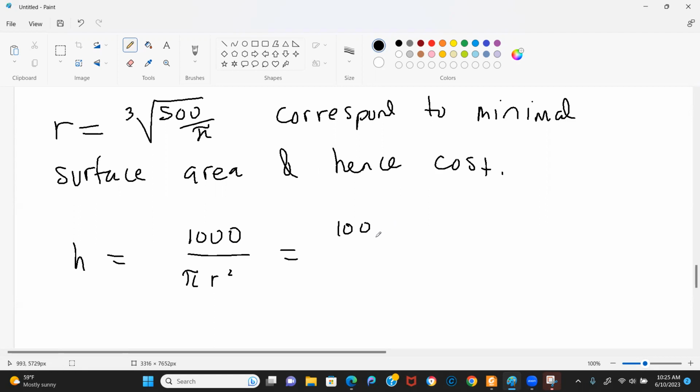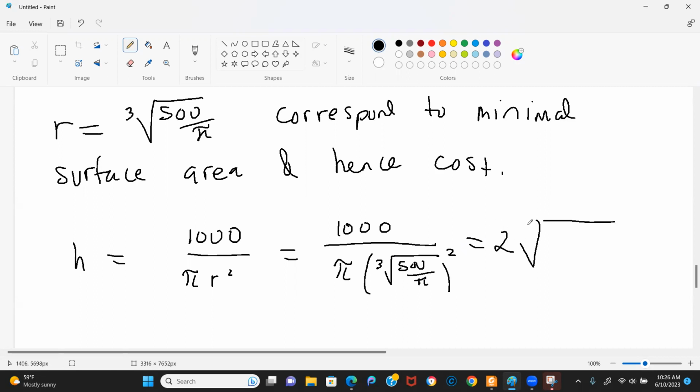This doesn't make sense, what they're doing in the book, to me. Oh, I see. Okay, interesting. All right. So if you plug this number in, squared, yes, squared, and you do the simplification, you're going to get 2 times cube root of 500 over pi. But we just determined that this is our critical point, so it's going to be 2 times r actually.